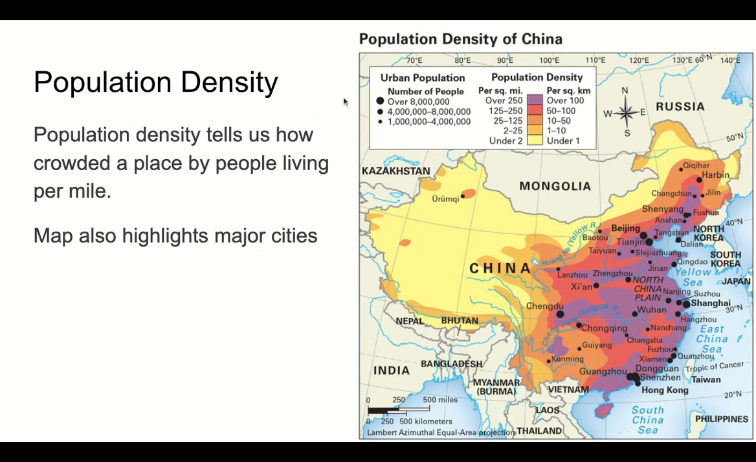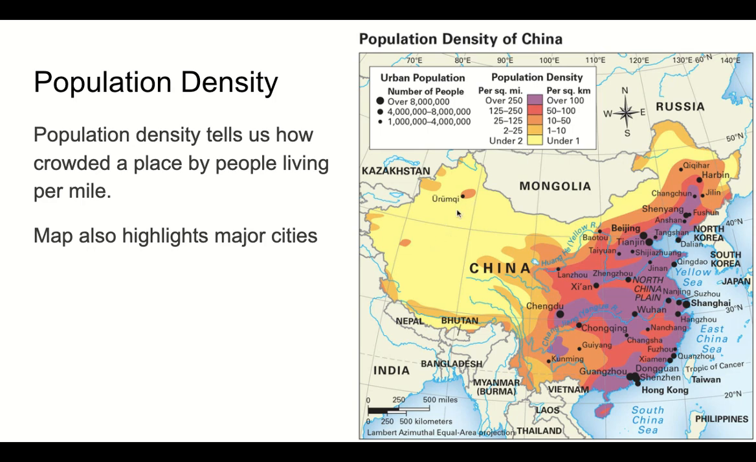The next map is population density. Population density tells us how crowded a place is by people living per mile. So if you look over here, it tells you per mile. This is kilometer, but for the purpose of this class, let's focus on the mile. So always remember that a kilometer is going to be shorter than a mile.